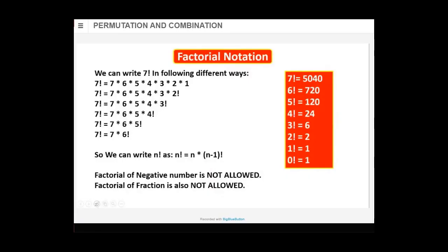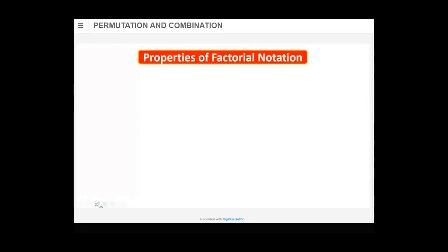Any doubt? कुछ है नहीं इसमें. Next, properties of factorial notation. For any positive integer n, m and n are two positive integers. n factorial is equal to n into n minus 1 factorial. अभी अभी देख लिया, कुछ नया नहीं है.